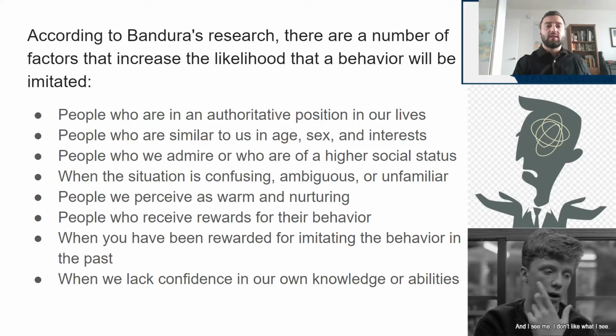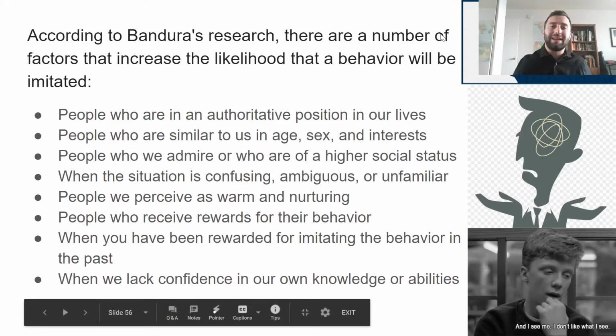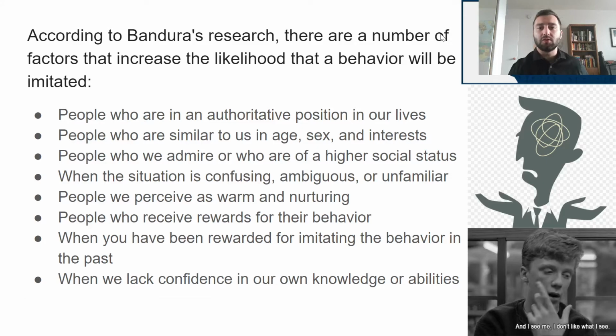These are factors that are going to increase the likelihood that a behavior will be imitated. So when we have these things, we're more likely to see a behavior be copied than if we don't. For example, people who are in an authoritative position in our lives, somebody like a parent, a police officer, someone with power, a teacher, a principal, those kinds of authoritative power positions. Those people we're going to be more likely to imitate. People who are of similar age, sex, and interest. If someone's similar to us in those ways, we're more likely to imitate them.